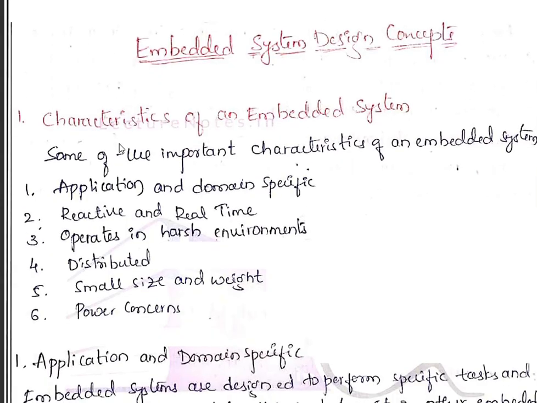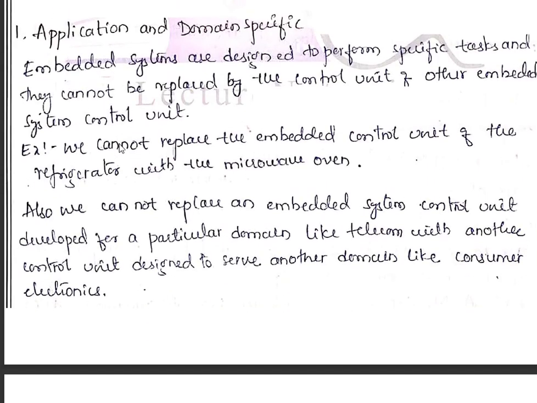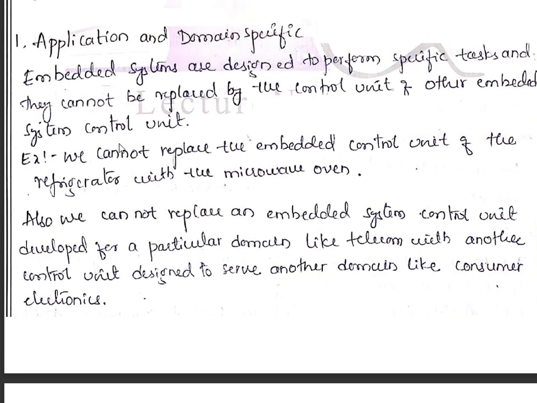Embedded system has 6 different characteristics. So the first one is it is application and domain specific, which means each embedded system is designed to perform its function only for that particular application, and it is also related to that domain only, and we cannot replace the embedded control unit of a refrigerator with that of a microwave oven, which means it is task specific as well as application specific.